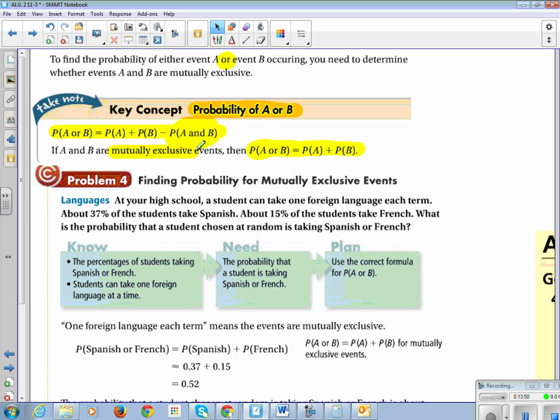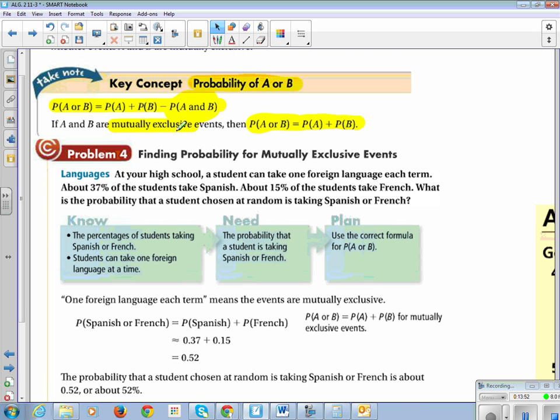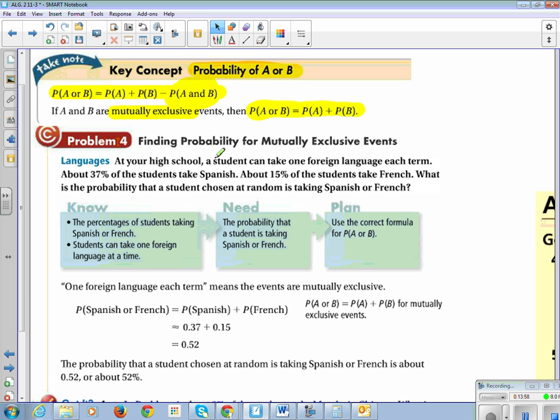So just to remind you, we need to determine: are they mutually exclusive? Because the formula changes based upon whether they are or not. So let's look at a sample problem. I have to write this down.